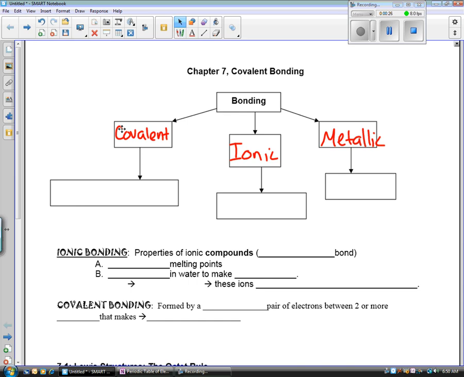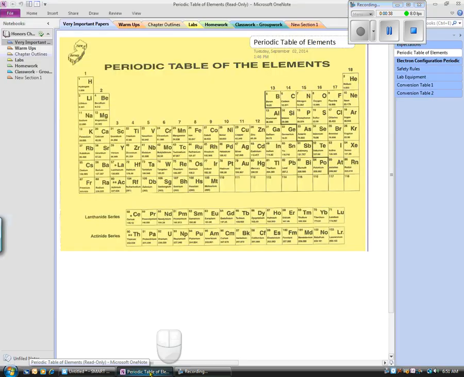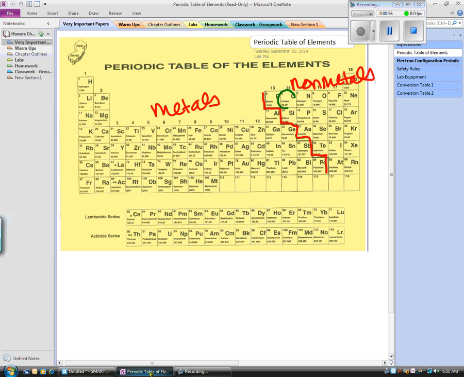Now, covalent bonding is when you have a nonmetal and a nonmetal bonded together. And remember, we have a periodic table so we can tell what those are. We have this step going down here. Most of those elements touching the step are semi-metals, except aluminum, it's a metal. But all over here are metals. Over here are non-metals. So if you have two from this right side, let's say carbon and oxygen, you have a covalent bond.